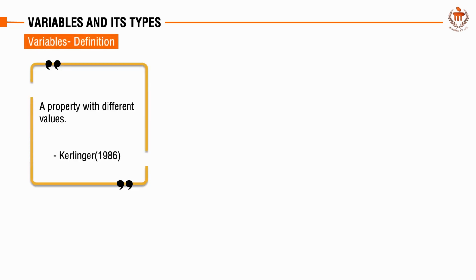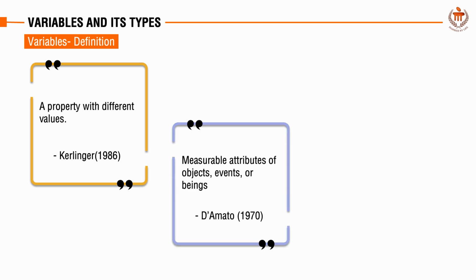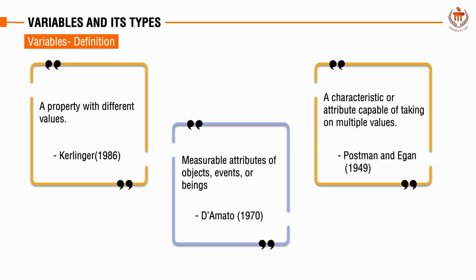In behavioral sciences, variables are defined more precisely. Kerlinger 1986 described a variable as a property with different values. D'Amato 1970 defined it as a measurable attribute of objects, events, or beings. Postman and Egan 1949 stated that a variable is a characteristic or attribute capable of taking on multiple values. Common examples of variables in psychological research include reaction time, problem-solving ability, IQ, gender, stress levels, and light intensity.